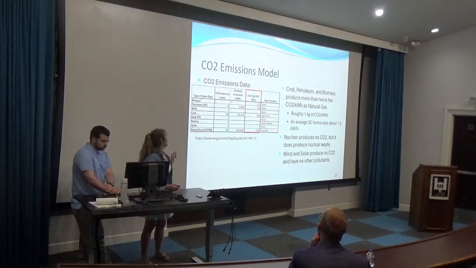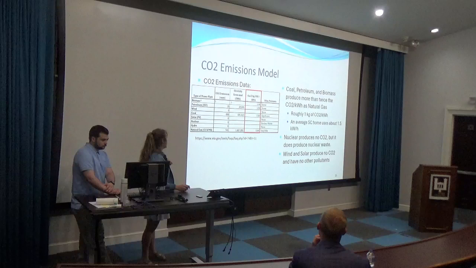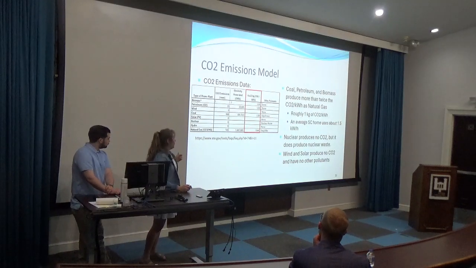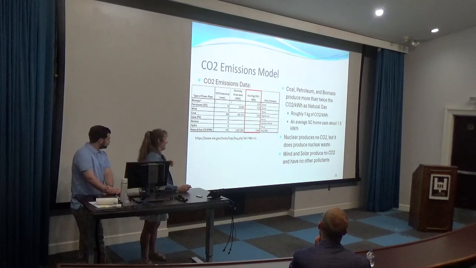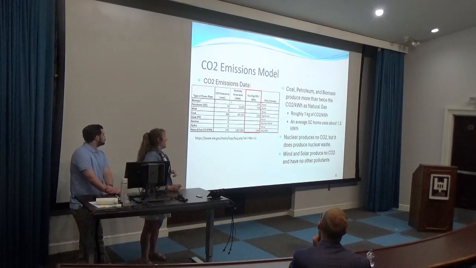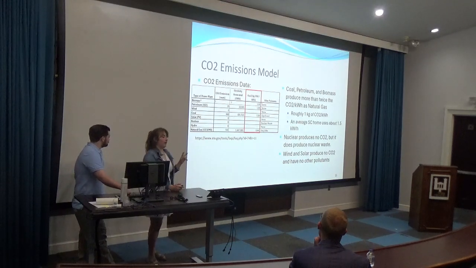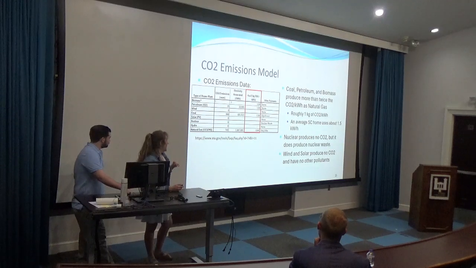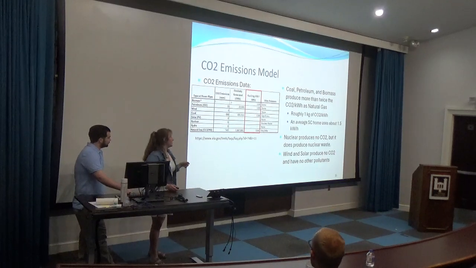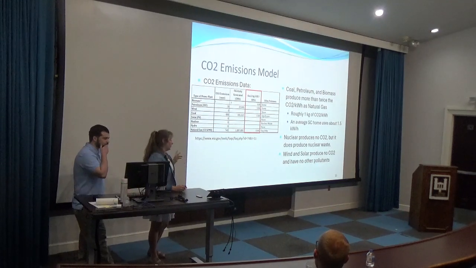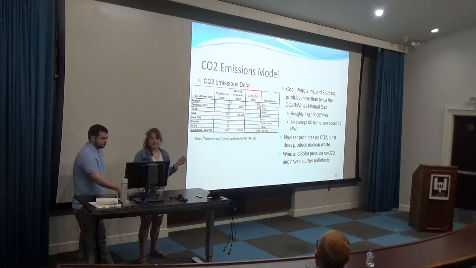Now, specifically talking about CO2 emissions for these generation facilities, some of them have output, some of them don't, but coal, petroleum, and biomass produce more than twice the CO2 as natural gas, roughly about 1 kilogram of CO2 per kilowatt hour. And thinking on that, an average South Carolina home uses about 1.5 kilowatts per hour. And then, of course, nuclear produces no CO2, but it does produce nuclear waste, whereas wind and solar produce no CO2 and have no other pollutants.